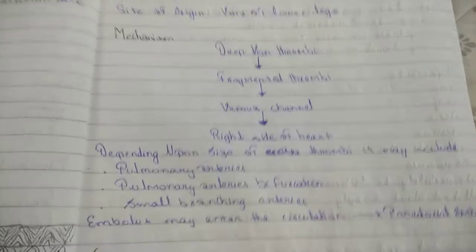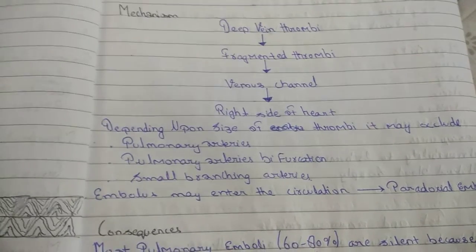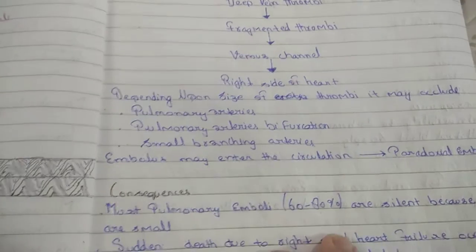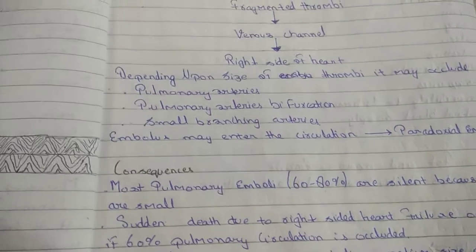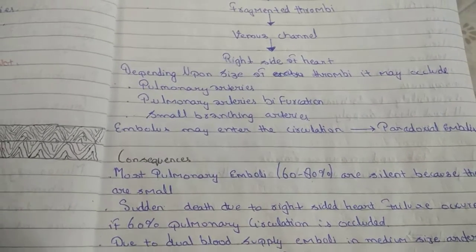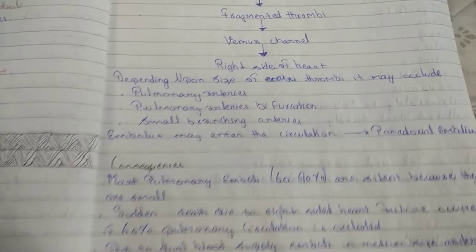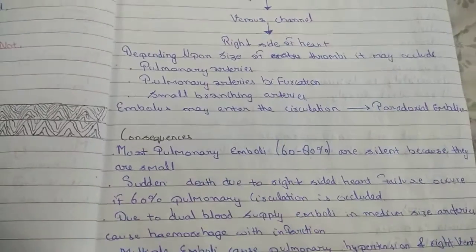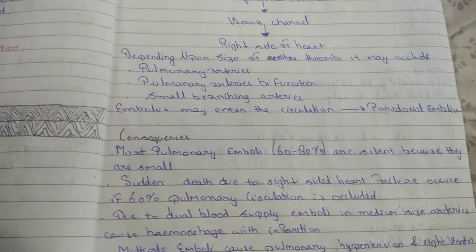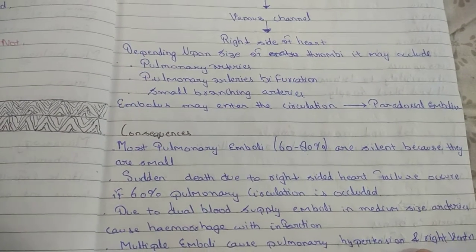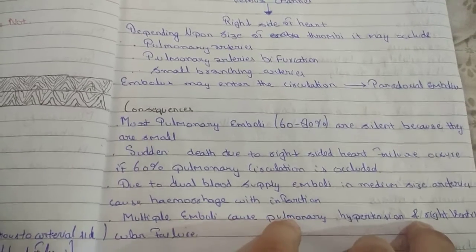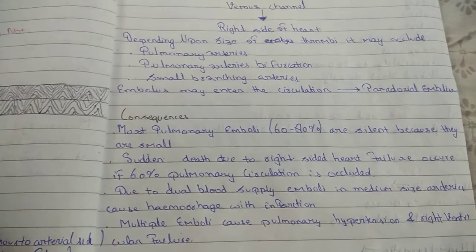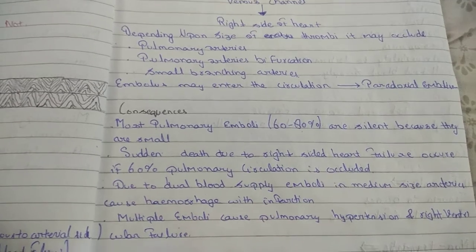Now, what are the consequences? First consequence is most of the pulmonary emboli, that is 60 to 80%, are silent because they are small. Sudden death due to right side heart failure occurs if 60% of pulmonary circulation is occluded. Due to dual blood supply, emboli in medium-sized arteries cause hemorrhage without infarction. Multiple emboli cause pulmonary hypertension as well as right ventricular failure.